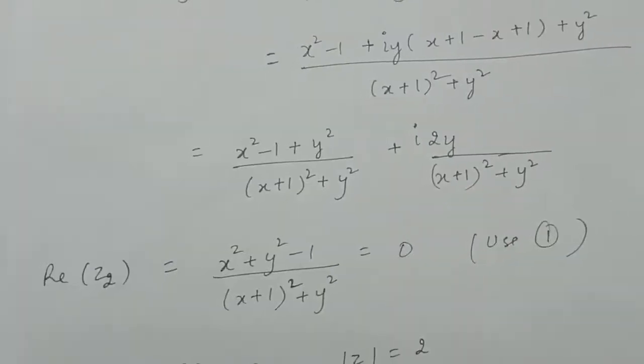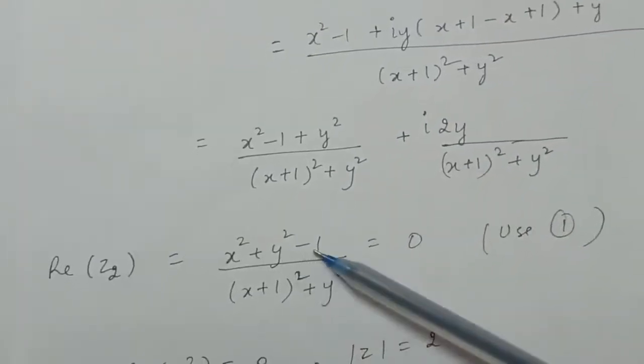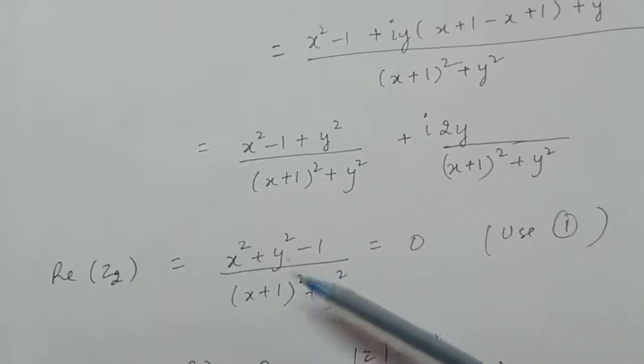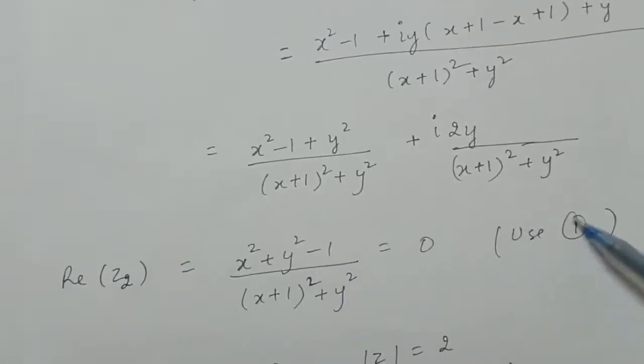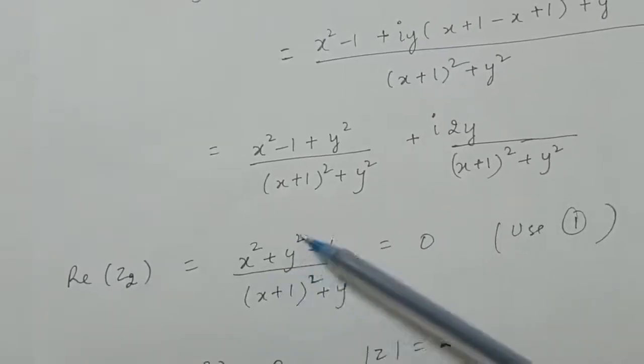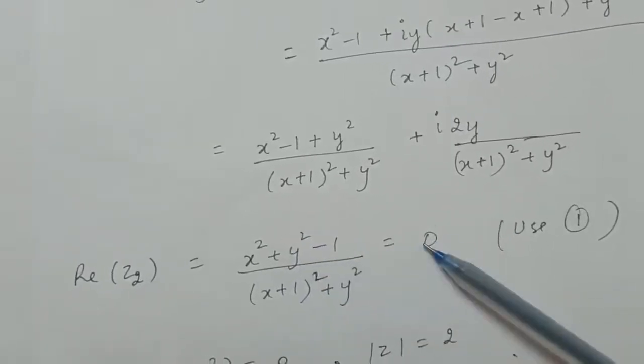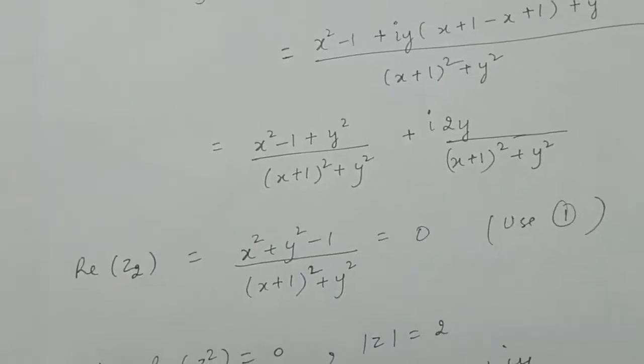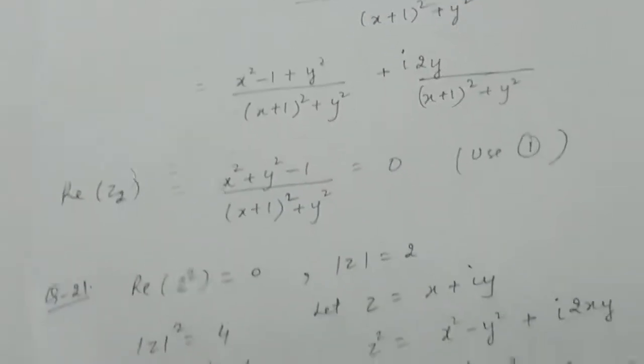Now the real part of z2 will be (x square plus y square minus 1) upon this, right? And from 1 we can see x square plus y square is equal to 1. So in place of this, when you put 1 minus 1, it is 0. So this is what we wanted to prove, that the real part of z2 is 0.